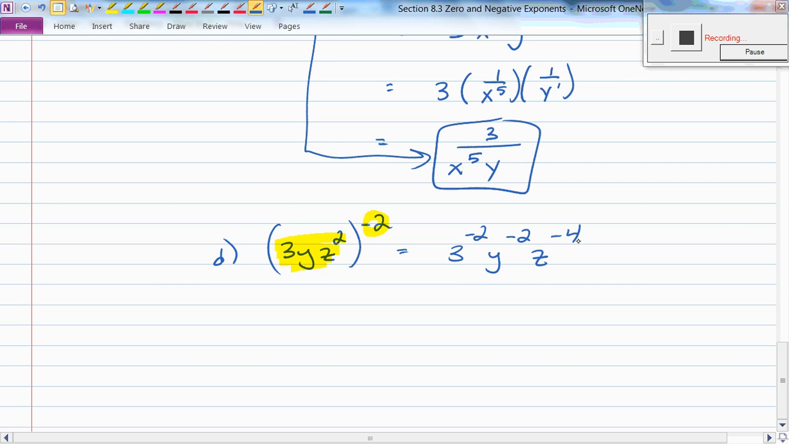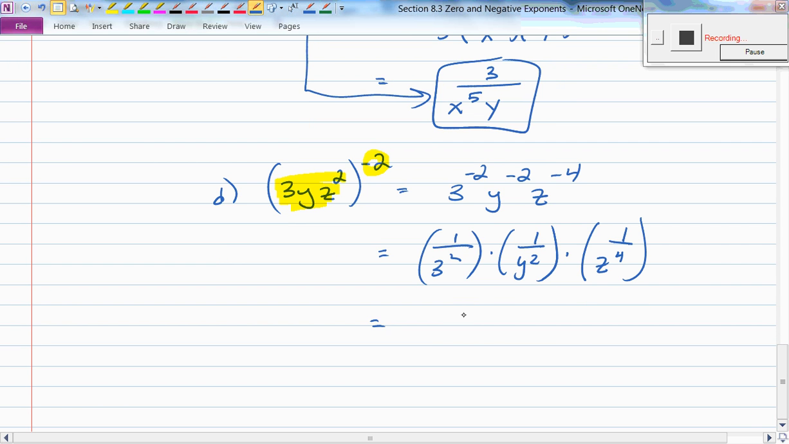Now the problem is I have all these negative exponents here. So this is like 1 over 3 squared times 1 over y squared, because that's what the rule says to do, times 1 over z to the 4th. So that's just 1 over 3 squared y squared z to the 4th, which is 1 over 9 y squared z to the 4th.